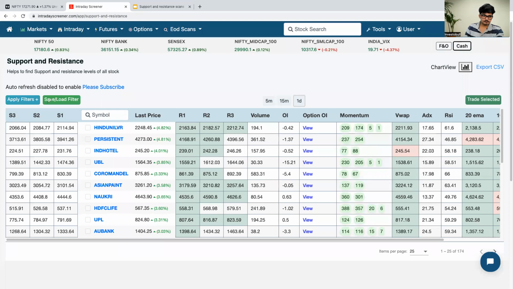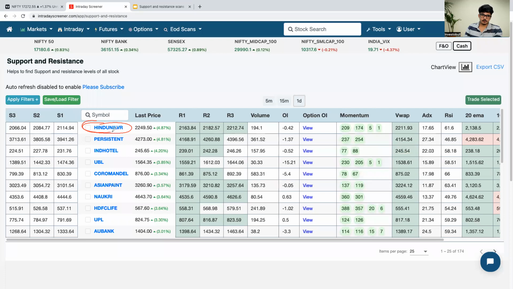Sorry, guys. Let me do one thing. Let us take an example of a specific stock and discuss all the columns one by one, as we have n number of columns.